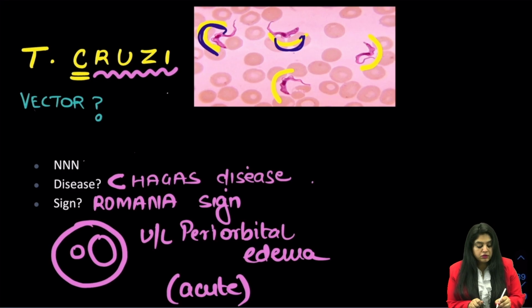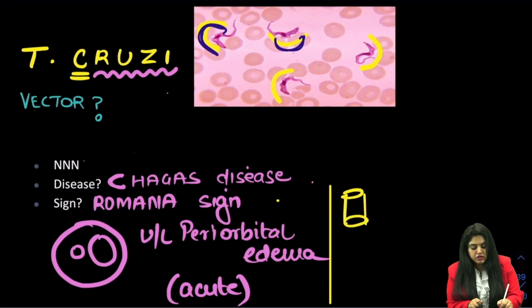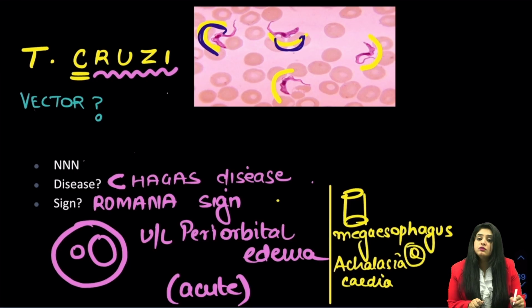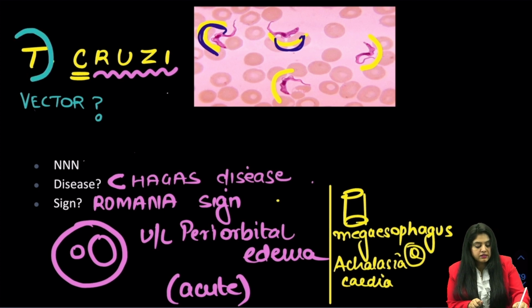But when this becomes chronic, what is it going to result in later on? Later on, it is going to result in something which all of you have studied in surgery and in pathology. What happens in the esophagus? There is megaesophagus. What is that condition known as? That is known as achalasia cardia. It is referred to as achalasia cardia. You get a question in path also. What is the infective cause of achalasia cardia? It is Chagas disease.